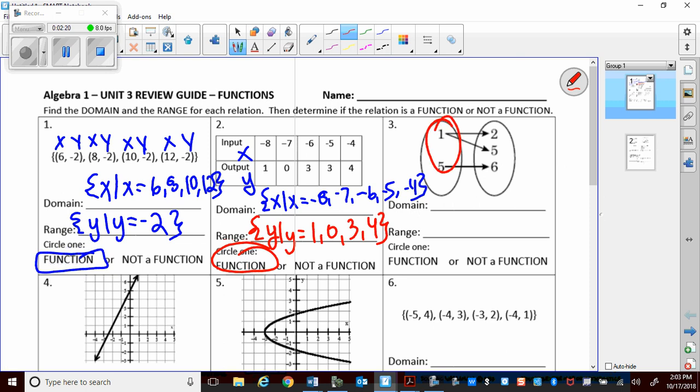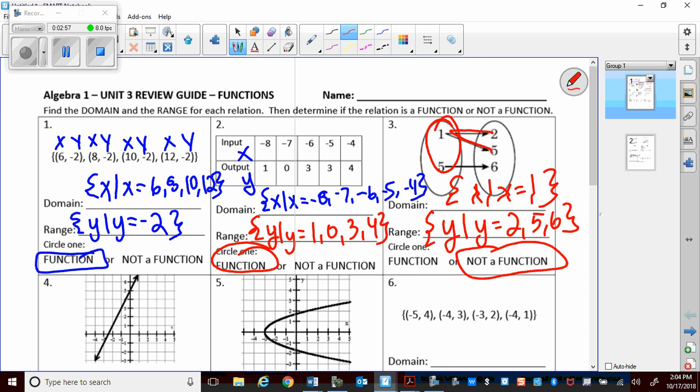Next one. How many X values? Technically, how many? 3. What repeats? 1. Highlight it. 1 repeats. Is this a function? No. Why? 1 maps to how many numbers? 2 of them. X bar, X equals 1. Y bar, Y equals 2, 5, and 6. Because X repeats, this is not a function.